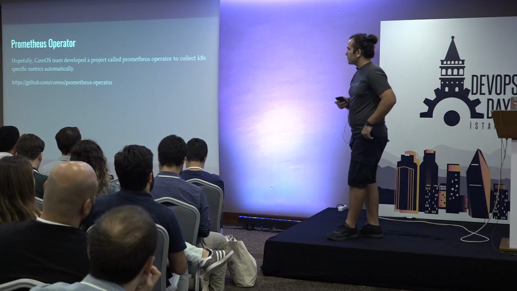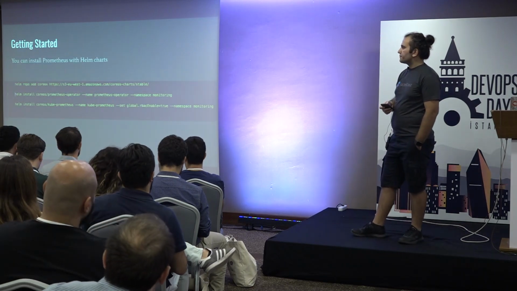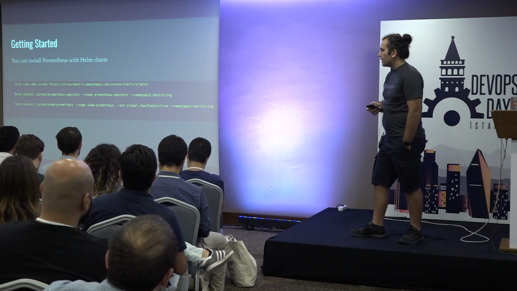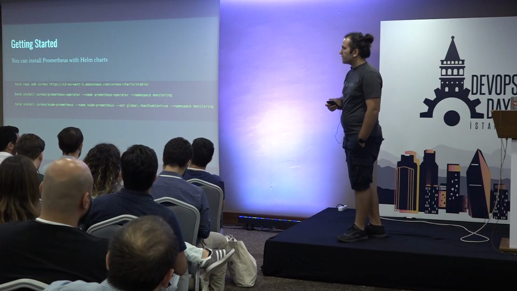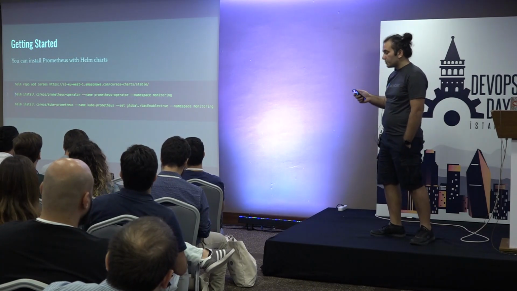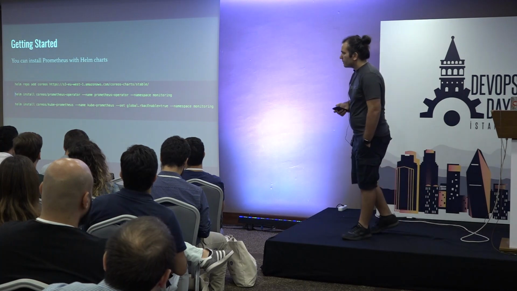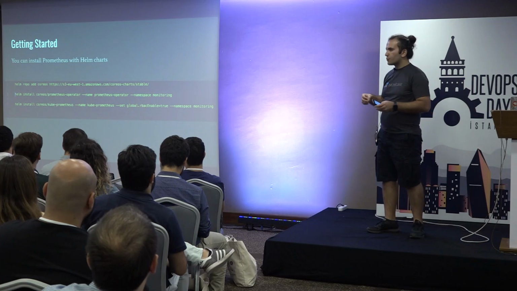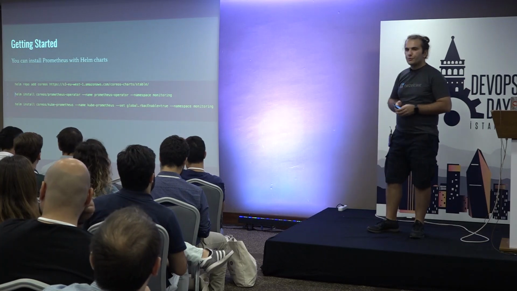Here is a specific example. Helm is the package manager for Kubernetes. First I am adding the repo to my system, and then I install the Prometheus operator. When you do that, it installs every component needed inside the Prometheus system within the monitoring namespace.